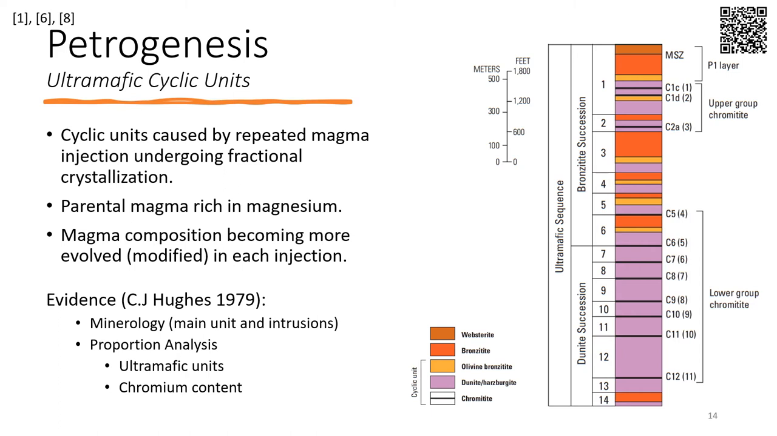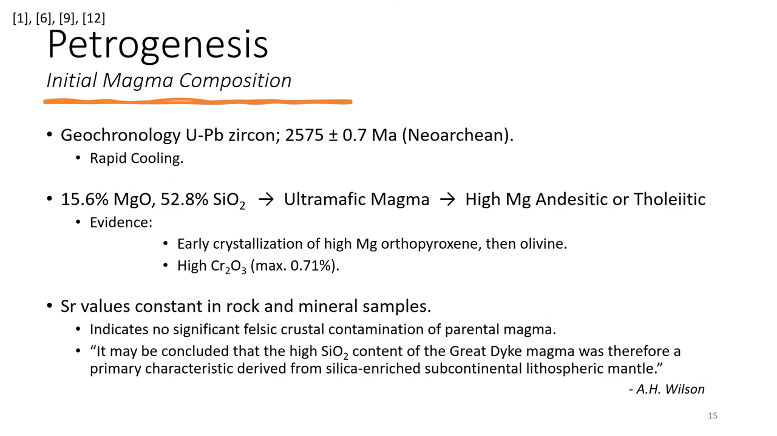Also, the magma composition showed the general trend of becoming more evolved or modified in each injection. We're going to look more at the initial magma composition in the next slide. The most accurate geochron study has dated the Great Dyke's formation at 2,575 million years ago, and this particular study also found that it experienced rapid cooling relative to its size and geological time.